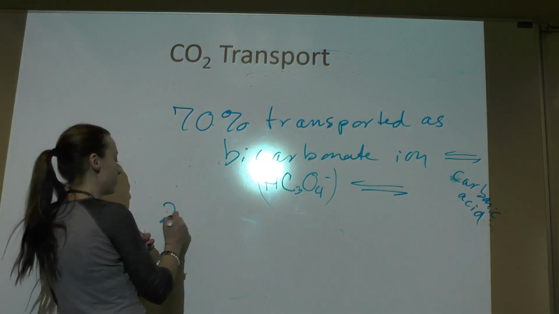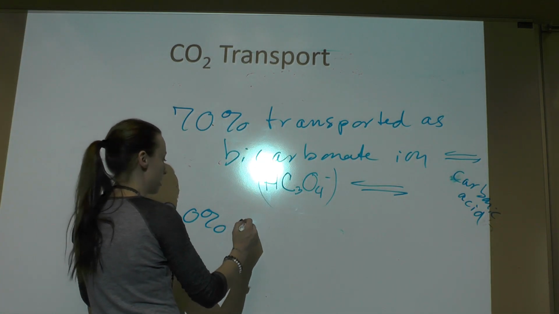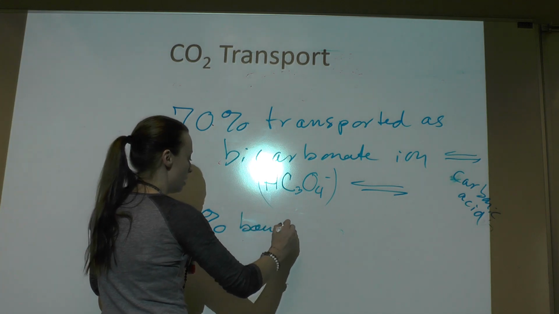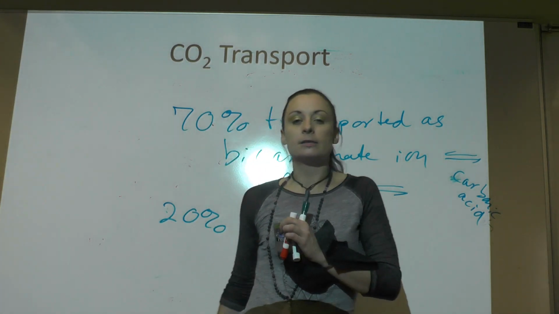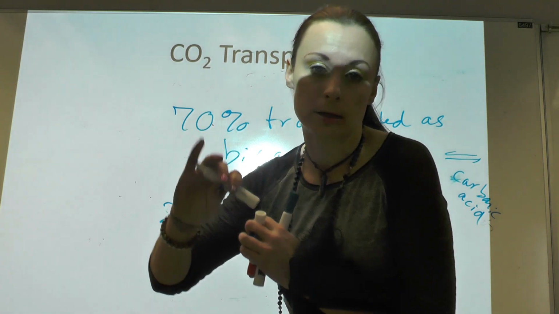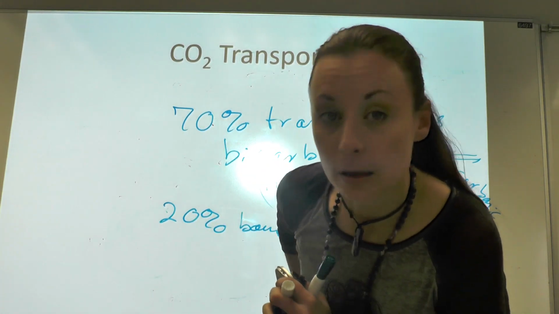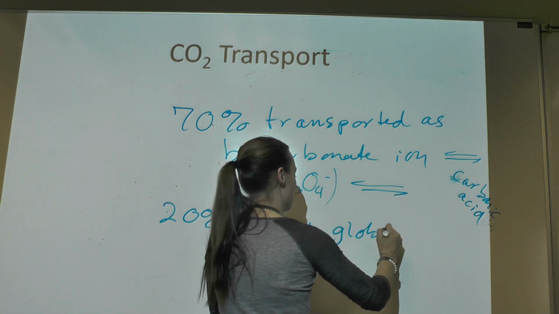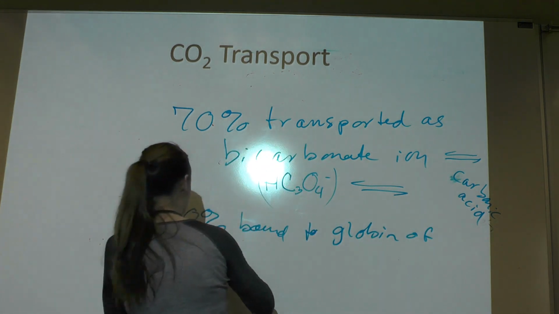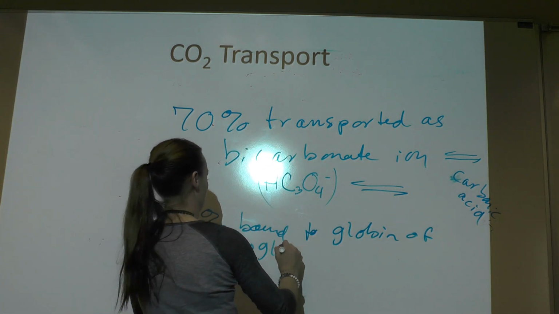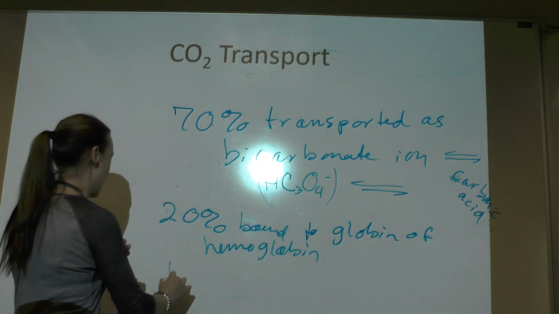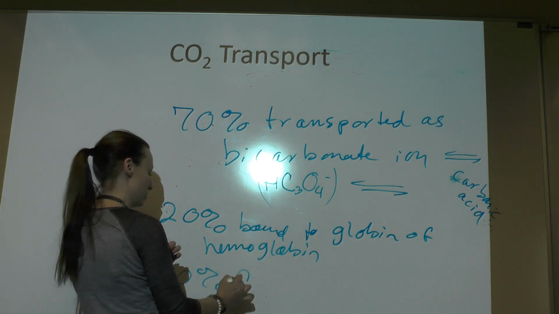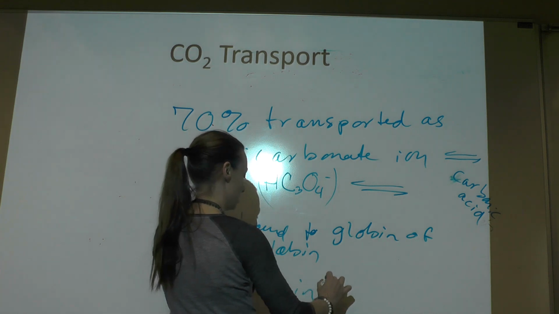Okay, then 20% of our CO2 is bound to the other part of hemoglobin, which was globin. So 20% is bound to the globin of hemoglobin. And then the last 10% is free in the blood.